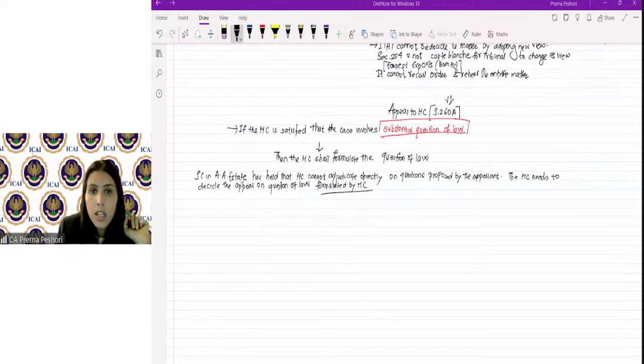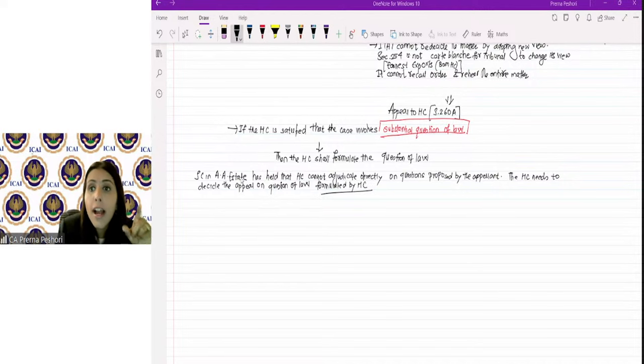Okay? So basically, only the question of law will go to the High Court. For example, recently the court was examining the question on the interpretation of the section 2(24) income definition, wherein one of the clauses where subsidies or grants are given is also considered as income. That is a question of law.